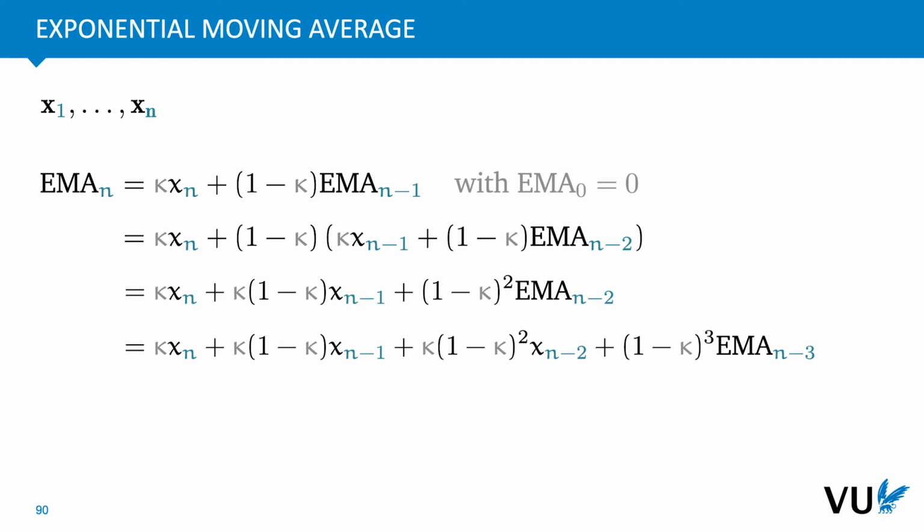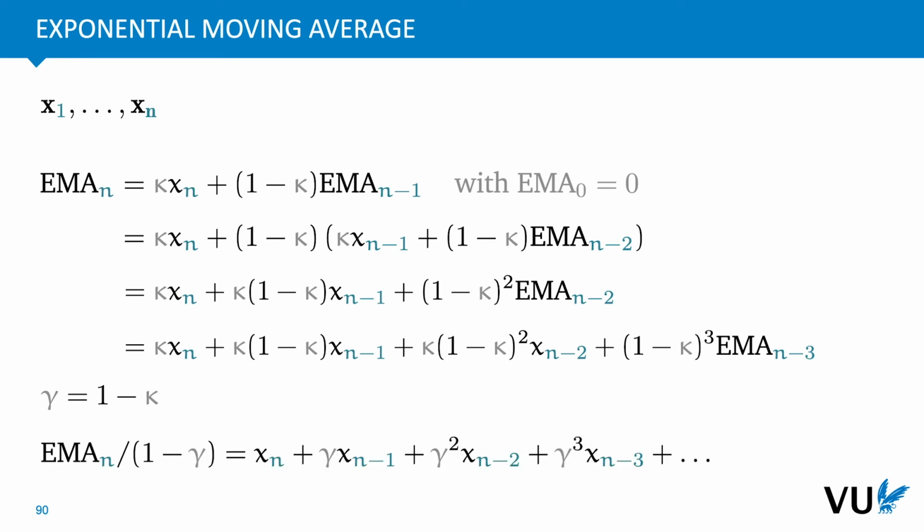Now what we see here, if we set gamma equal to 1 minus kappa, and we take the kappas in the exponential moving average to the left-hand side, then we see that the exponential moving average divided by 1 minus gamma is equal to this momentum sequence that we are computing when we are doing momentum. So in short, this tells us that we can think of momentum as computing an exponential moving average over the gradients and then using the value of that exponential moving average in the gradient update.